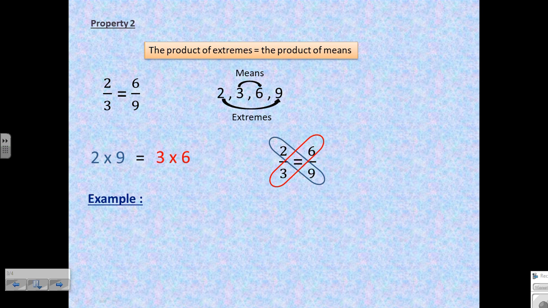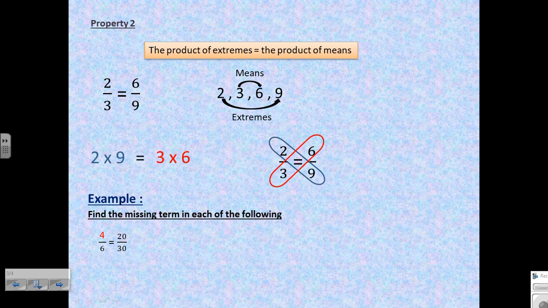Okay, let's see an example. Find the missing term in each of the following. What over 6 equals 20 over 30? We have two ways. The first way, we will see 6 became 30. How? Yes, excellent. We multiply 6 times 5. So what times 5 equals 20? Excellent. 4. 4 times 5 equals 20.